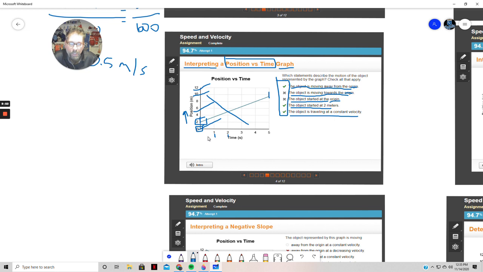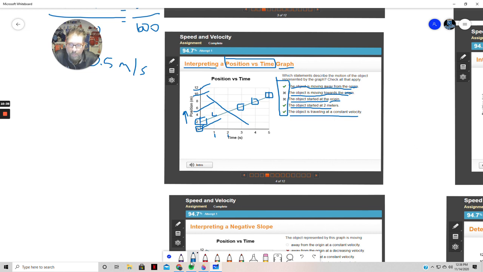Now, it isn't a perfect velocity. As you can see, right here, it's a little above the 6. Here, it's right on the 8. That would be a perfect 2 meters per second. Here it's actually a little below the 10. And here it's a little below the 4. So it's not right on it to be a perfect 2 meters per second. It would need to go right through those, just like it does on the 4 here, right through that intersection between the time and the distance.